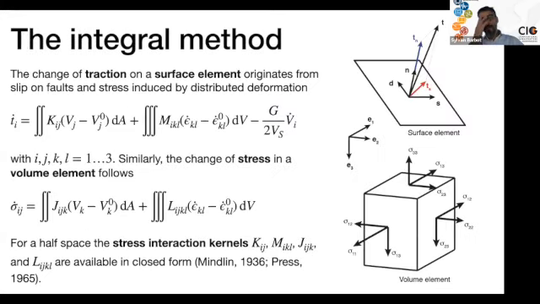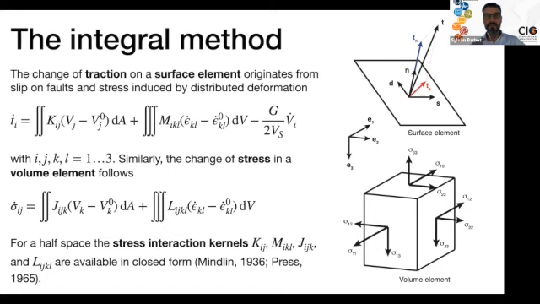So the integral method is simply the natural extension of the boundary integral method, where instead of having simply boundaries in the domain, we also have volumetric deformation. And in this context, the change of traction on a fault plane anywhere is caused, as in the boundary integral method, by the slip that happens anywhere else on the fault or even on other faults. But the change of traction that controls the evolution of sliding also comes from the stress induced by viscoelastic deformation.